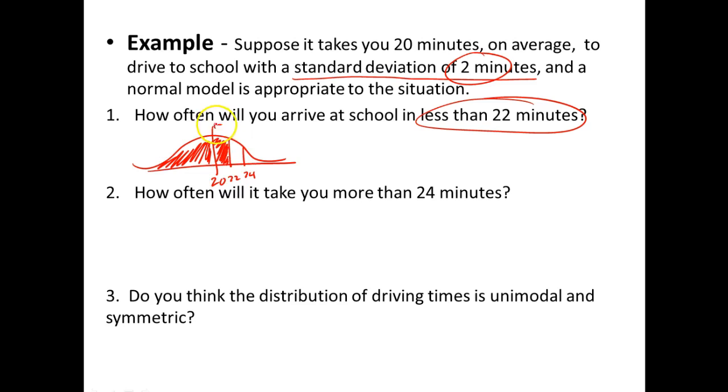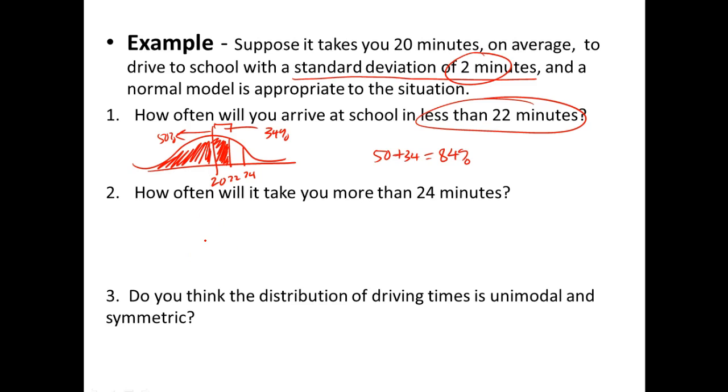So hopefully you remember that this first chunk here from the mean to the first standard deviation is 34%. And I know that from the mean back, that's going to be 50%. So all I need to do is do 50 plus 34 there. There are other ways to answer that question, but I believe that one would be the easiest. So we'd say 84% of the time you're going to arrive to school in less than 22 minutes.